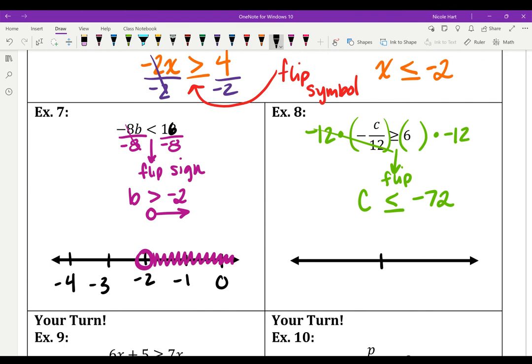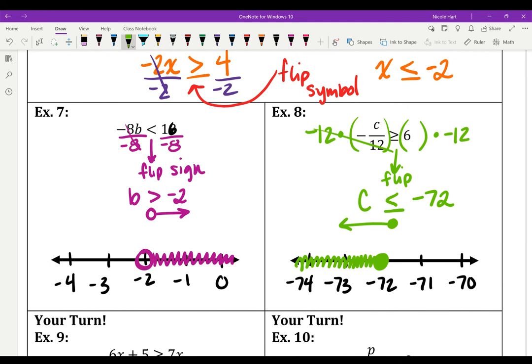Negative 72. So we have negative 72, negative 71, negative 70, negative 73, negative 74. Since this is an or equal to, this is going to get a closed circle, and it's saying c is smaller than that, so we are going to go to the left. So closed circle and shade to the left.